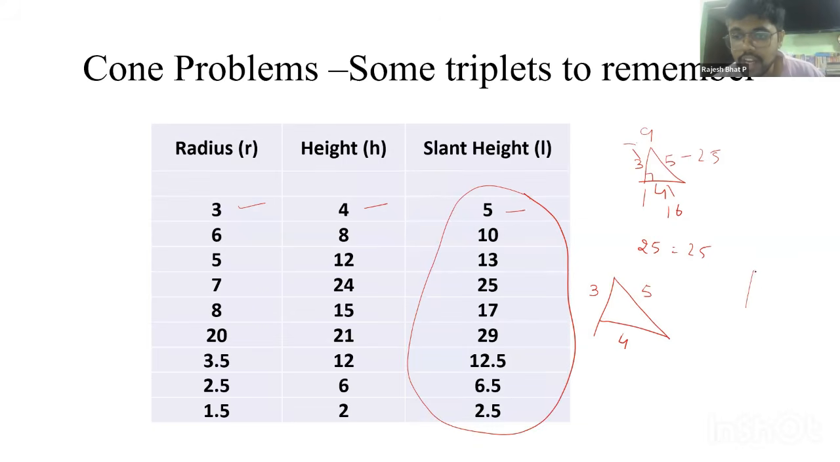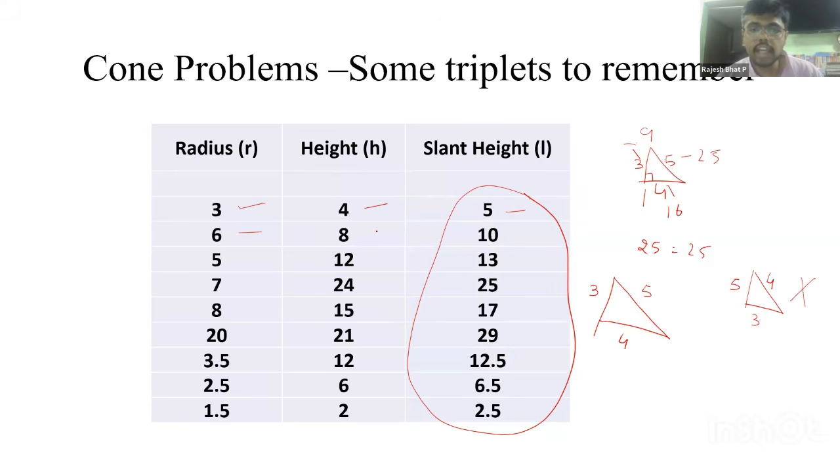If at all you are given 4 here, will you write 5 here and 3 here? No. Always the slant height values, these are also called triplets. All these values should be in the hypotenuse only.